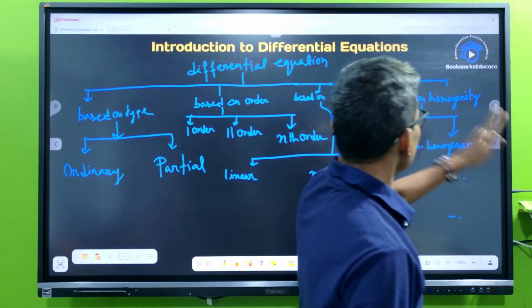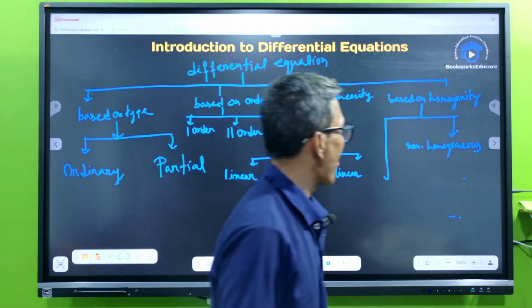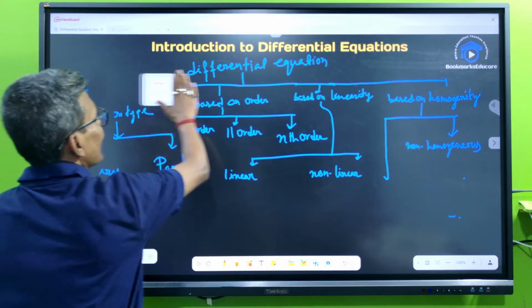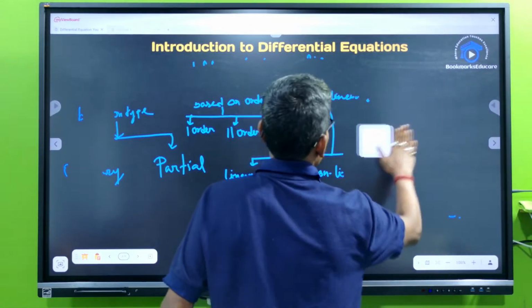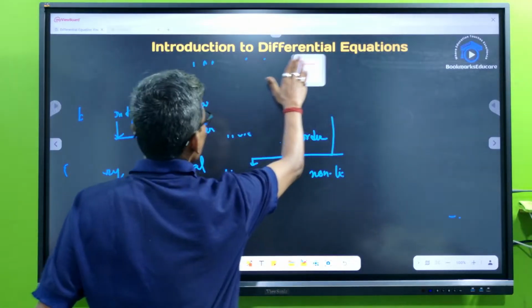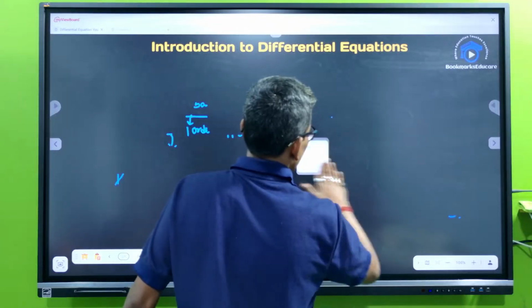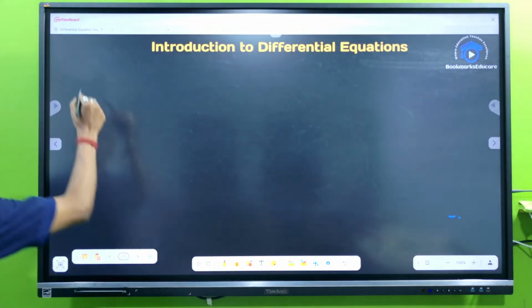According to homogeneity, there are also two types of differential equation. One is homogeneous differential equation and another is non-homogeneous differential equation. So what is homogeneous differential equation?